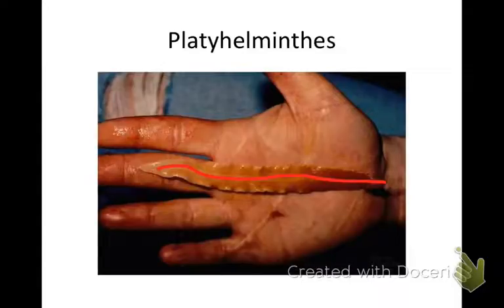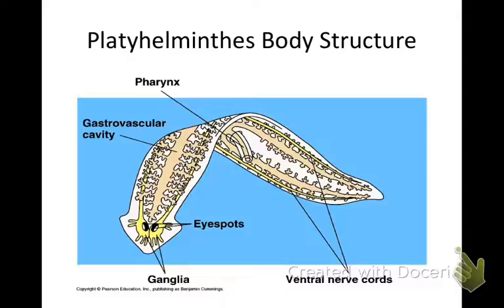Please highlight that they have a single anus/mouth opening. So their anus and their mouth are the same opening. Body structure, just to reiterate: eye spots, there to detect light. Ganglia, that's kind of like their brain structure.